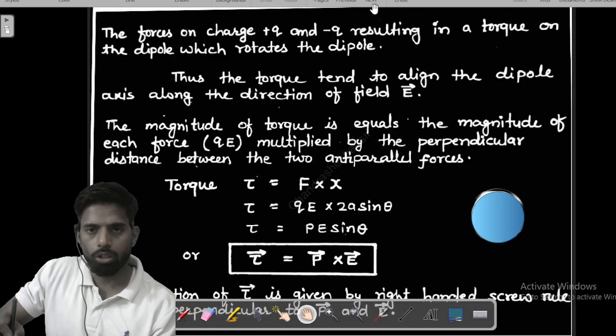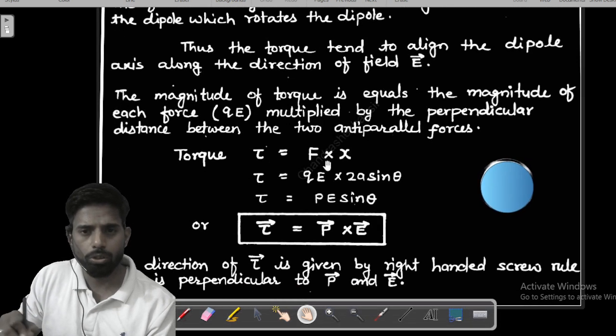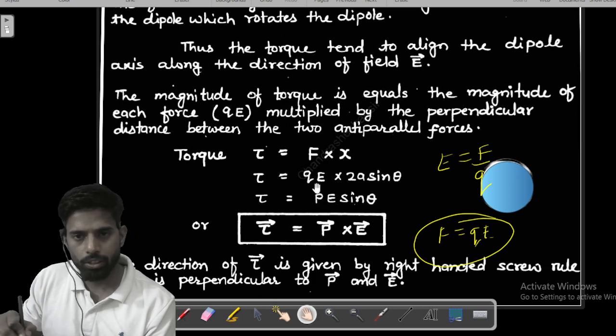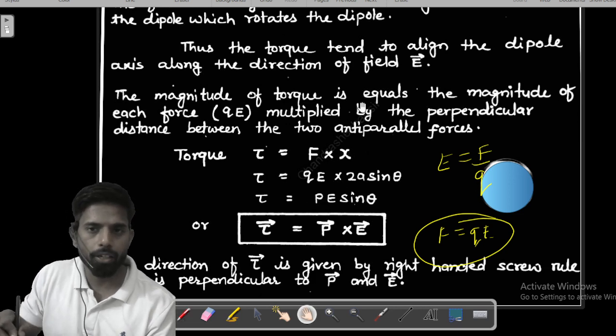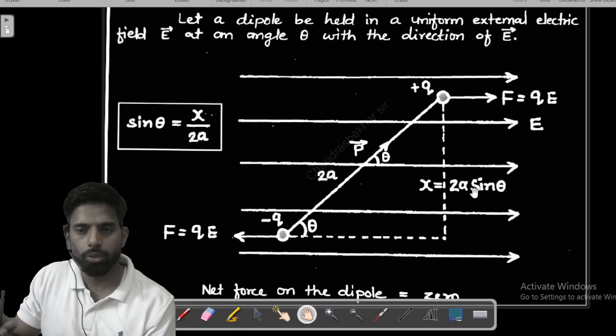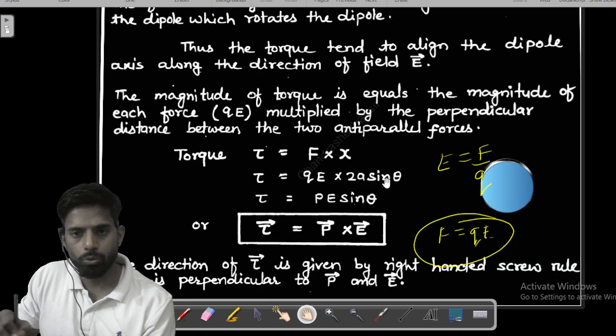Now you know the torque formula. Torque is equal to force into perpendicular distance. What is the formula for force? We know electric field is equal to force upon q, so force is equal to QE. Okay, force formula is QE. So we put here QE, and multiply by the perpendicular distance. You see this is the perpendicular distance. Perpendicular distance is 2a sin theta, so you put here 2a sin theta.